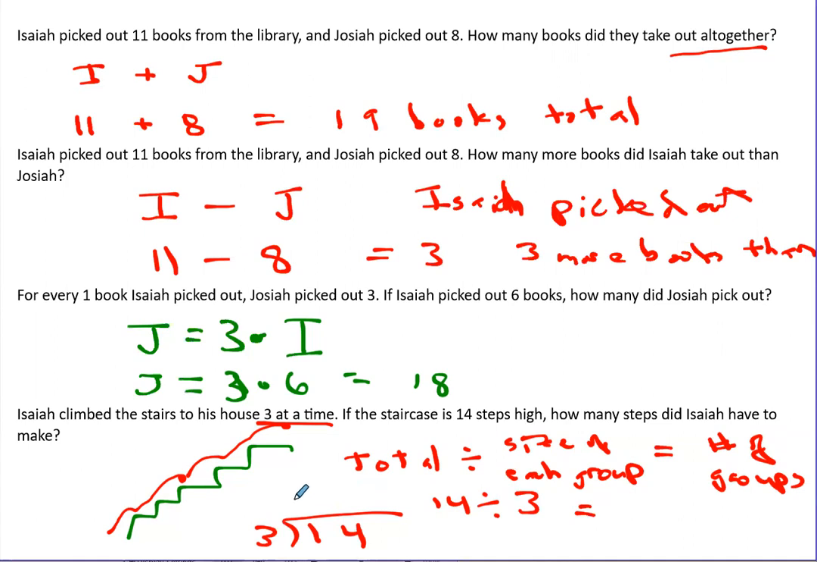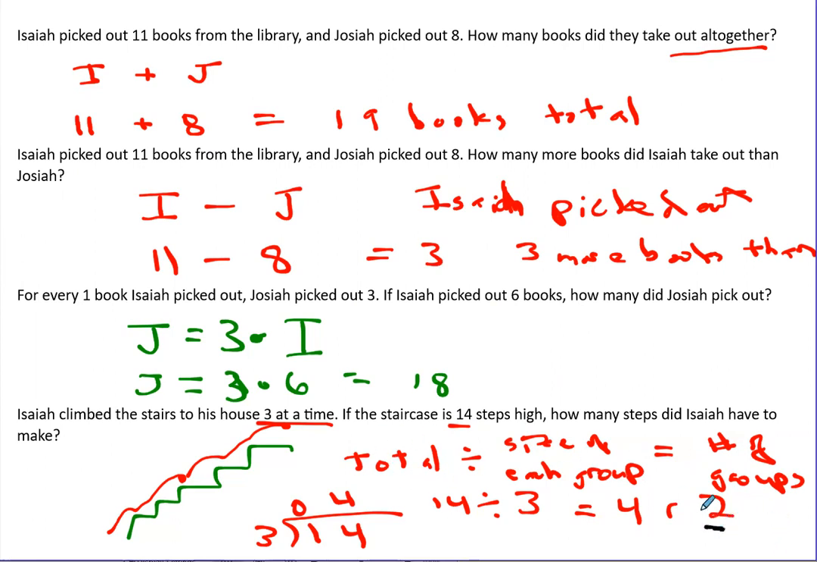So 3 goes into 1 0 times. 3 goes into 14 4 times, because 3 times 4 is 12. But then I get a remainder of 2. What does that mean? It means if I take 4 groups that are each 3 steps, that's going to get me 3 times 4 is 12 steps. But I'm trying to get to 14 steps. Right? So that doesn't mean he can't reach the top. It means his last step is going to be a little bit shorter than usual, right?